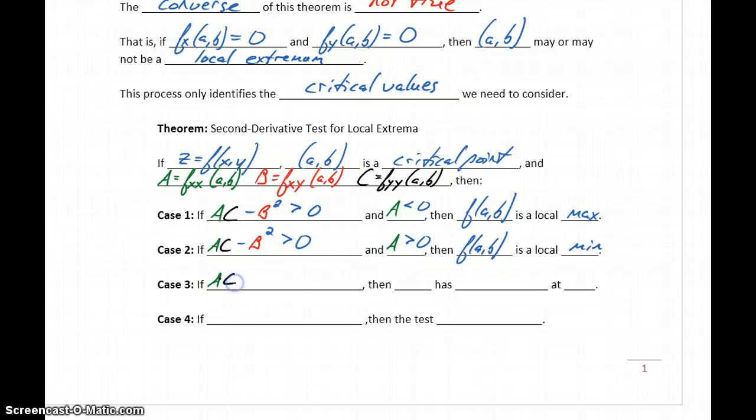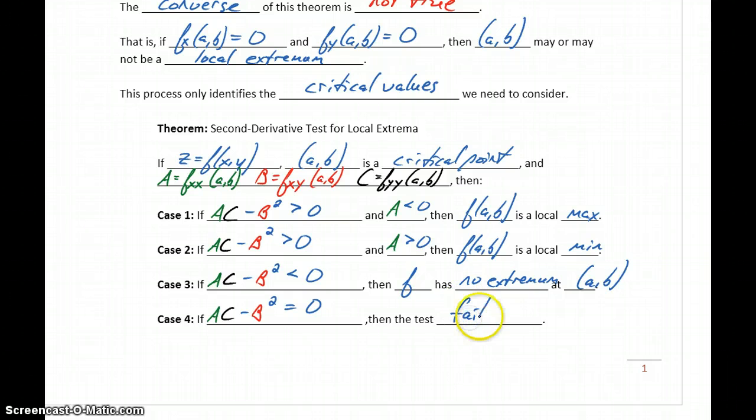Case 3 is that if AC minus B squared is less than 0, so in the case where this expression evaluated gives us some negative result, then f has no extremum at the point (a,b). This is also referred to as a saddle point, but it's enough for us to know that if we get something negative, that means that this point (a,b) is not a local extremum. And our last case to consider for this test is if AC minus B squared is exactly equal to 0, then this test fails. In a case where this test would fail, we'd have to consider some other approach to finding whether we have maximum or minimum values.